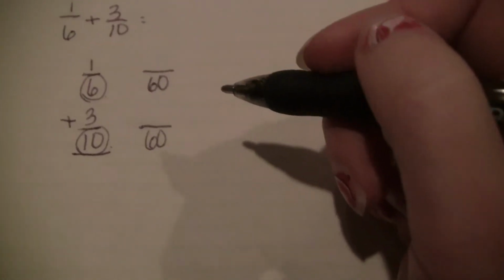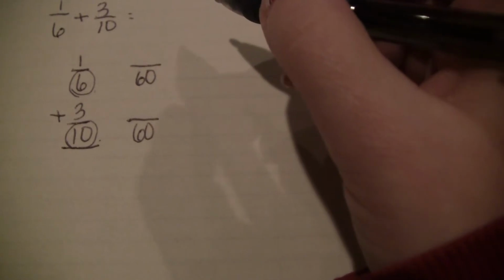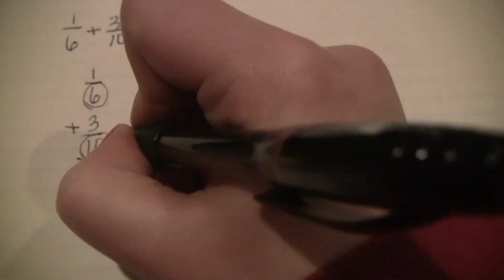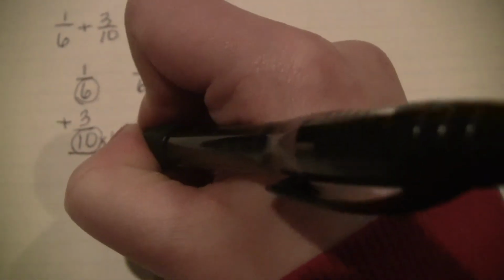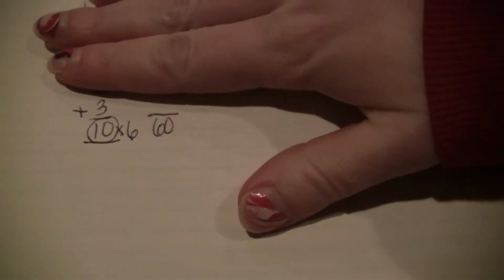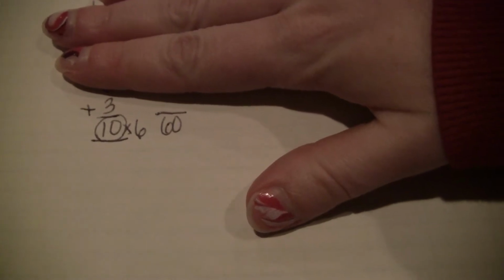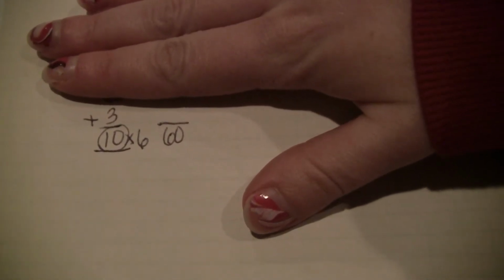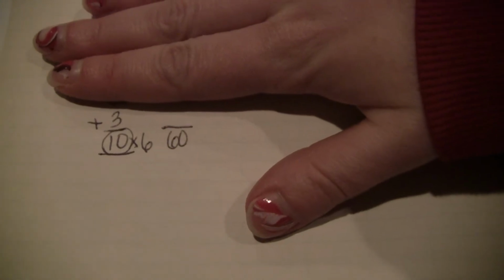So I'm going to start with 60 on the bottom. So now I have my common denominator. Next I ask myself, what did I do to the 10 to get to 60? I multiplied it by 6 to get to 60. I'm only looking at this fraction right now, so I can completely cover up the top fraction. Since I multiplied 10 times 6, I also have to multiply the numerator by 6.